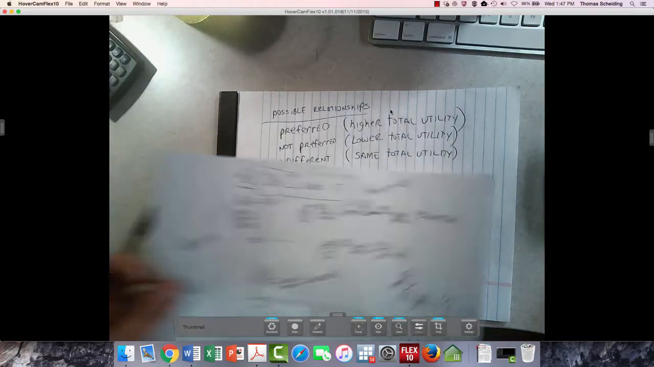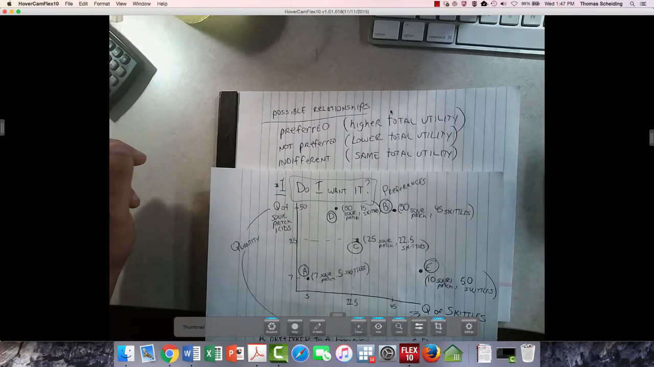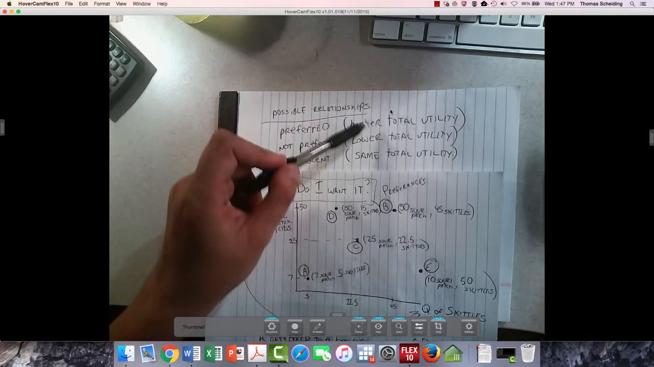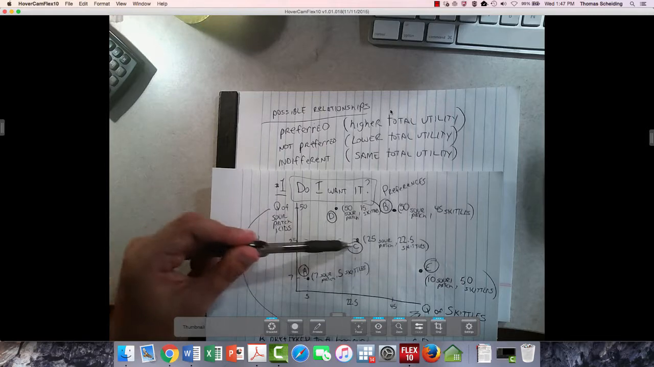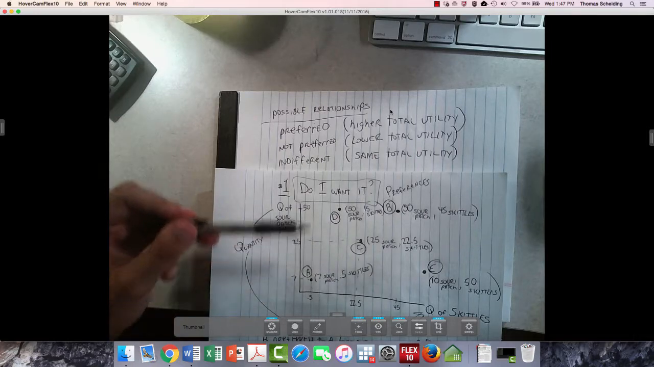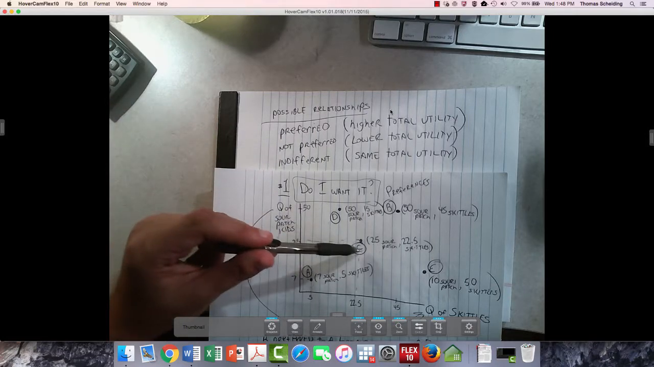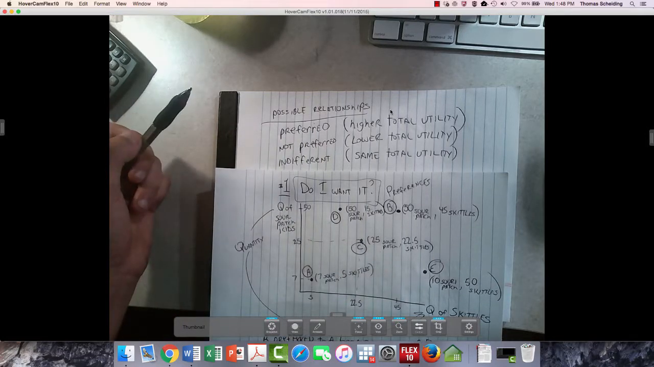Any of these bundles have to have one of these three relationships. So when I put these all on the same page here, you can see what the relationship is between B and C. B is preferred to C. We know that because you're getting more of both goods, so the utility must be higher. C is preferred to A. Why? Because it has more of both goods, so it must clearly be higher. But again, the relationship between C and D and C and E is less clear. You need a little bit more information.